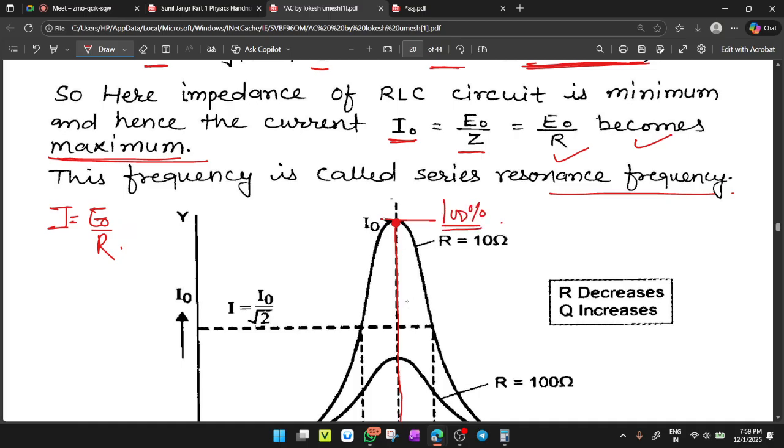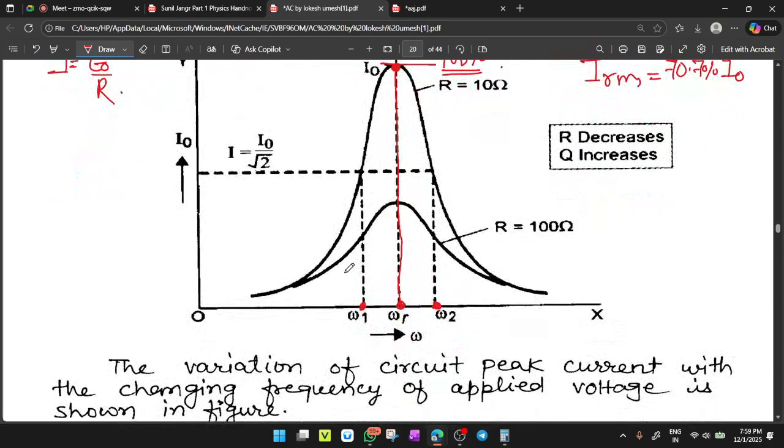This is I naught, meaning 100% of the current, the maximum current. Now take the two places where the current has its value as IRMS, meaning 0.707 or 70.7% of the peak current. Check here, this is I naught by root 2. This is IRMS. If you cut the graph here, you have two positions of omega, this is omega 1 and omega 2. Clear?